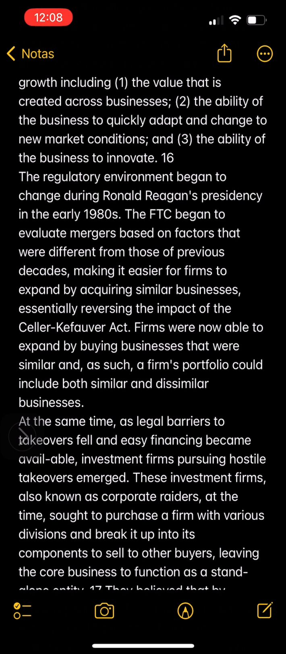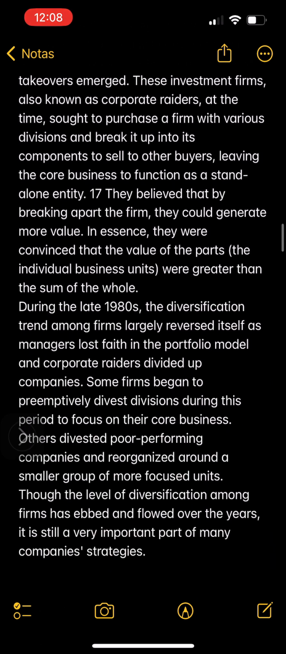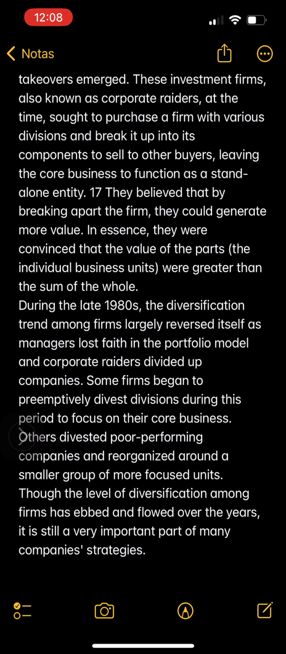At the same time as legal barriers to takeovers fell and easy financing became available, investment firms pursuing hostile takeovers emerged. These investment firms, also known as corporate raiders at the time, sought to purchase a firm with various divisions and break it up into its components to sell to other buyers, leaving the core business to function as a stand-alone entity. They believed that by breaking apart the firm, they could generate more value. In essence, they were convinced that the value of the parts, the individual business units, was greater than the value of the whole.